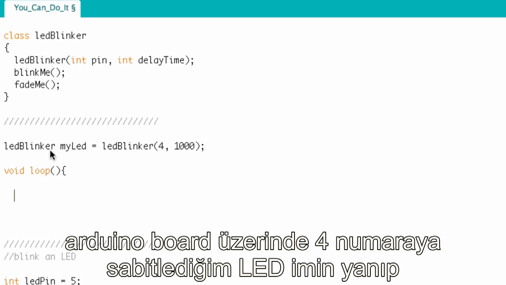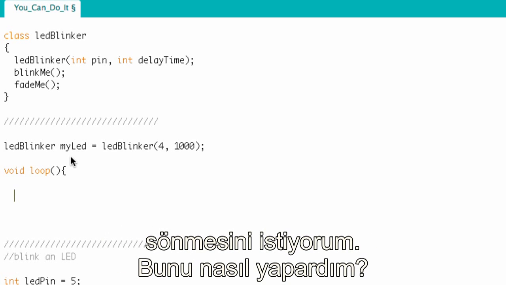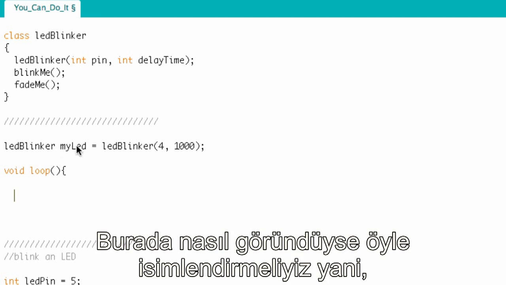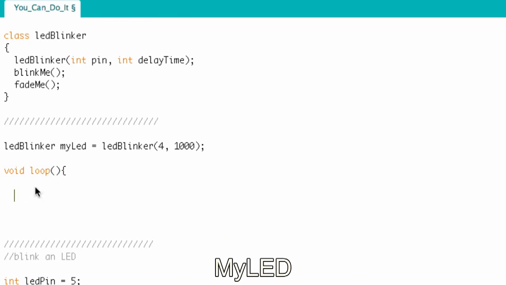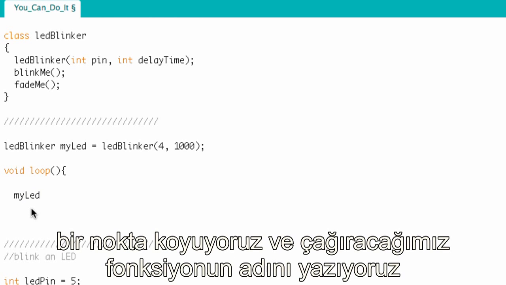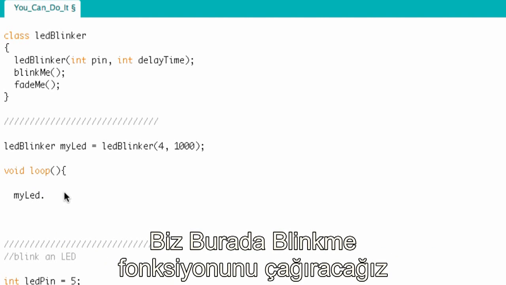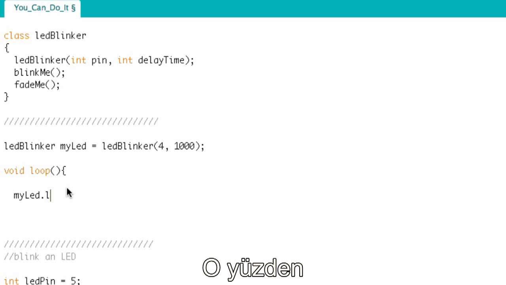And I want to blink my LED that I stuck at pin 4 on my Arduino board. How would I do that? Well, here, this is what it looks like. You have to name the instance that you're talking about, so myLED. You put a period, and then you follow it by the function that you want to call. Well, what function did we want to call? We wanted to call the blinkMe function, so I'm just going to type blinkMe.